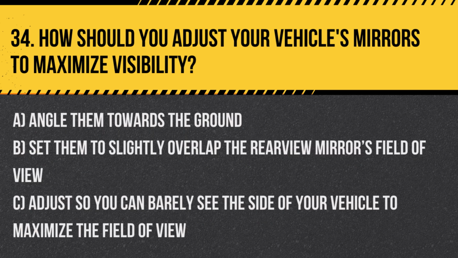Question 34. How should you adjust your vehicle's mirrors to maximize visibility? A. Angle them towards the ground. B. Set them to slightly overlap the rearview mirror's field of view. C. Adjust so you can barely see the side of your vehicle to maximize the field of view.